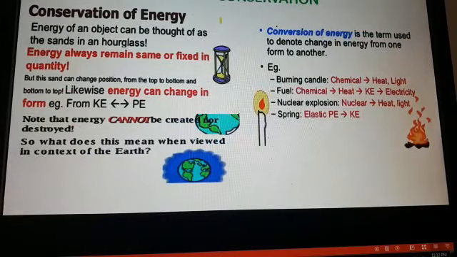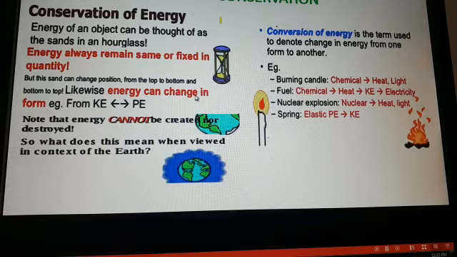The next one is the principle of conservation of energy. What is conservation of energy? Energy cannot be created or destroyed. It can be changed from one form to another. The energy of an object can be thought of as the sand in an hourglass. Energy always remains fixed in quantity, but the sand can change position from the top to the bottom and from the bottom to the top.